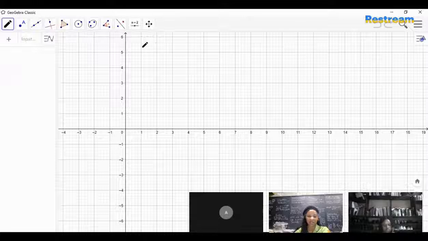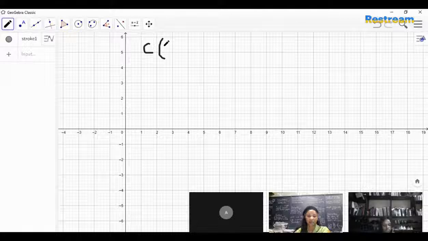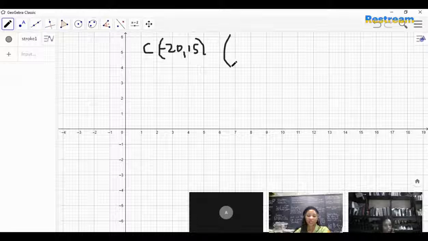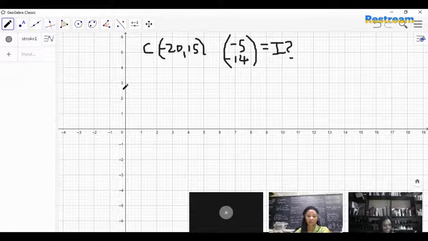So let's say, John, point C was -20, 15, and I'm translating it using the vector -5, -14. What would be the image, John? Miss, the image would be... Set out what you would add. Set it out.